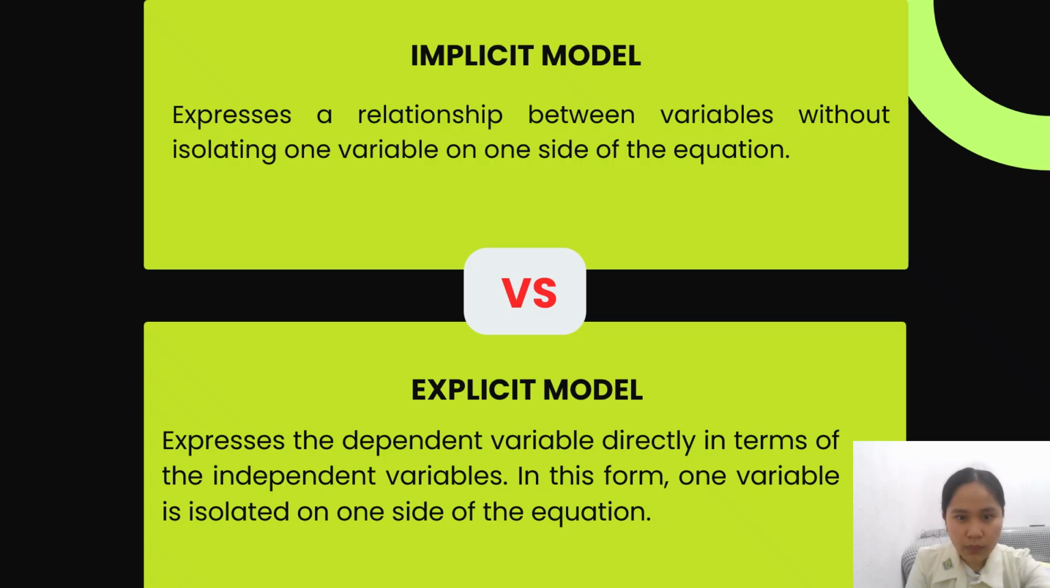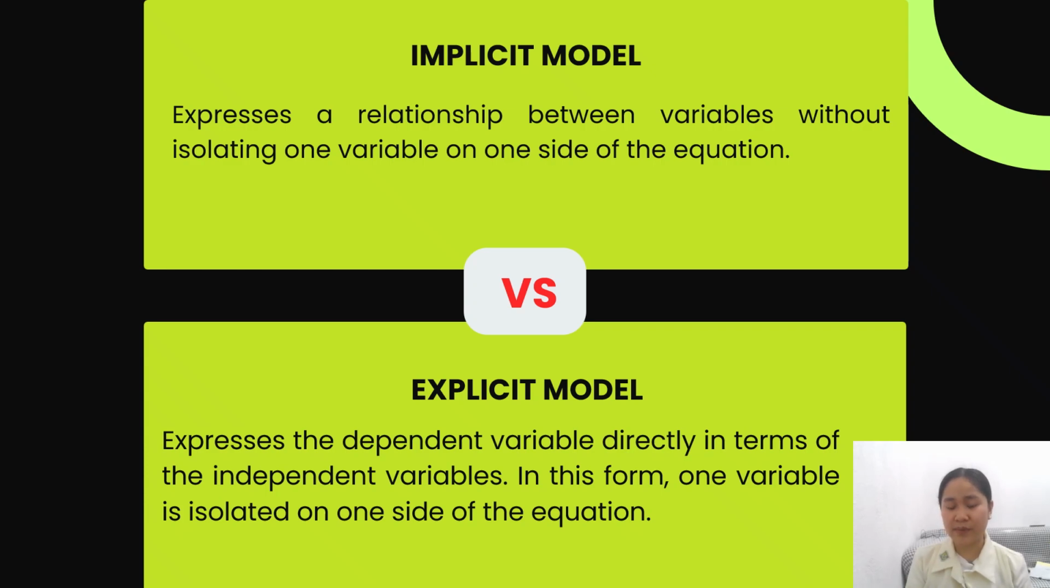In this part, the focus of the equation is to isolate one variable on one side. Yung dependent variable is clearly expressed in terms of independent variables where you can directly calculate the value of one variable. Diba? Naiintindihan nyo ba? Kasi yung sa implicit model, hindi mo pwedeng i-calculate yung isang variable lang. Kailangan yung dalawa. Kasi may relationship nga yun.